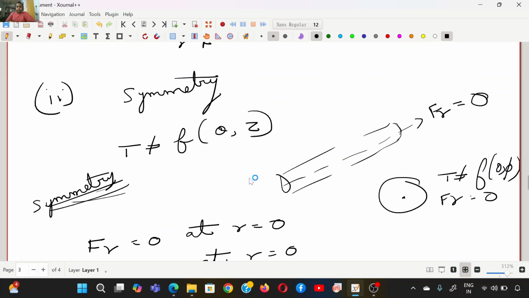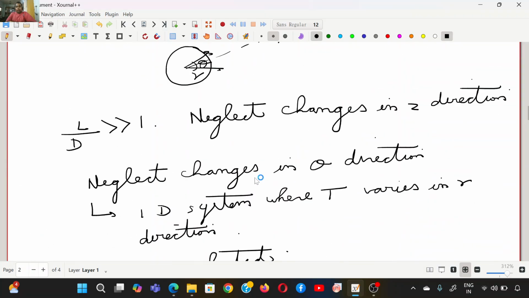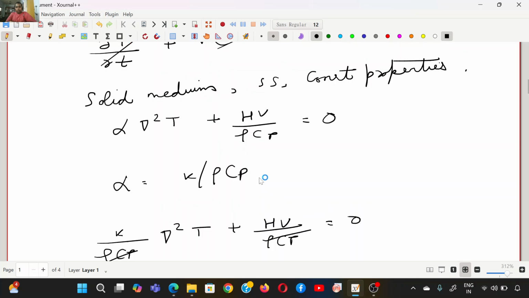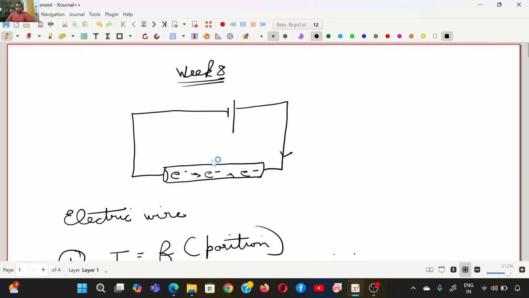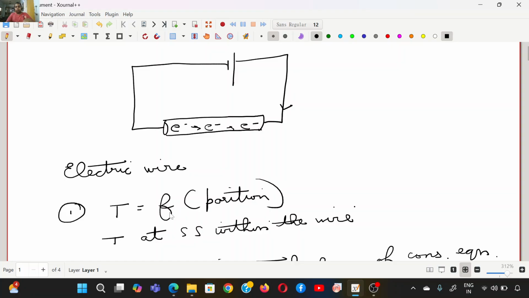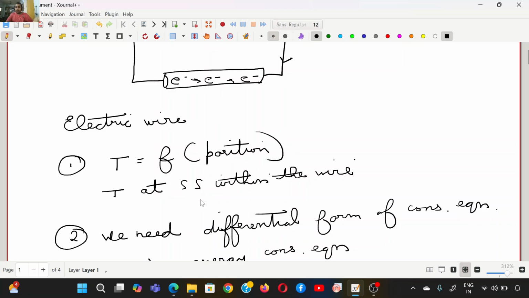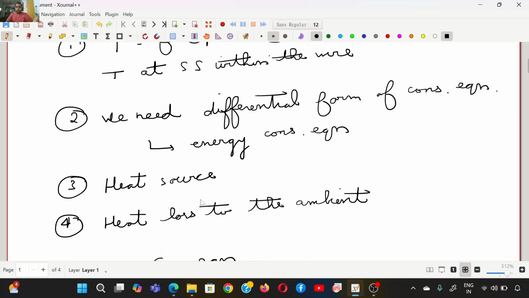So basically, if I recap, this is an electric wire connected to a circuit, and current flows through it. Because of current, there is heating effect in the wire, that I square R term, because of which there's a heat source in the wire. And now I'm asking you to find the temperature as a function of position in the wire. Our assumptions are that it is at a steady state within the wire, there is no time dependence, and there is a heat source because of the I square R term.